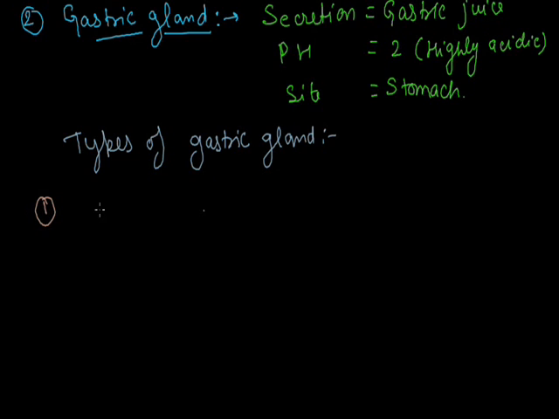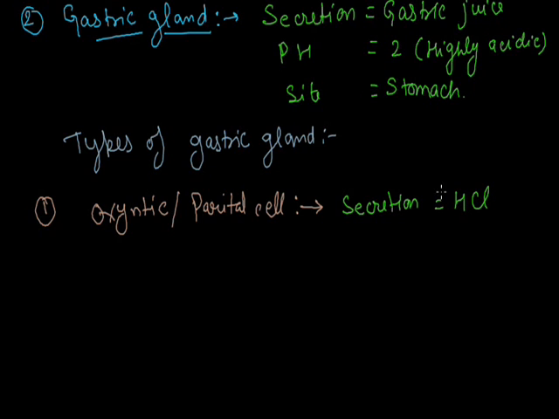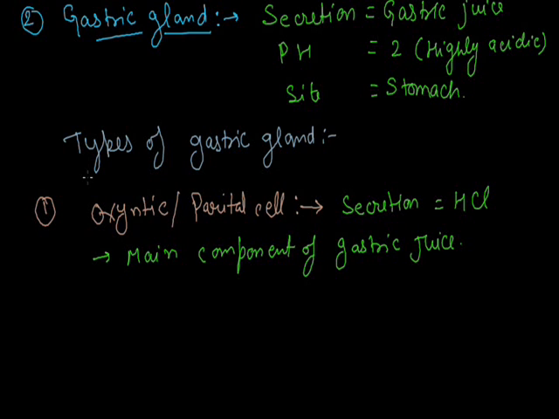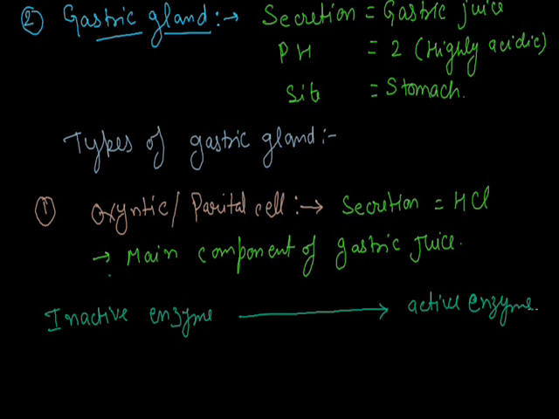First is the oxyntic, or we can say parietal cell. The secretion of the oxyntic or parietal cell is HCl. HCl is highly acidic in nature and is the main component of gastric juice. HCl does the main work: inactive enzyme is converted into active enzyme by the help of HCl.